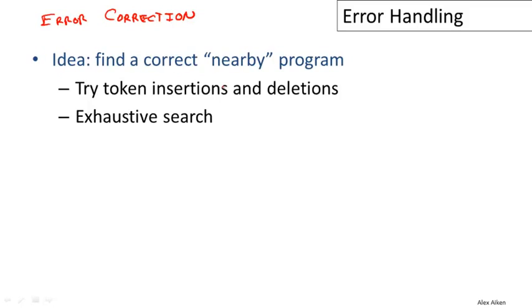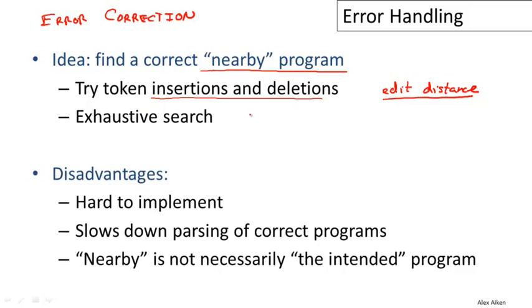And in these kinds of corrections, in some sense, we want to find programs that are nearby, programs that aren't too different from the programs that the programmer supplied but couldn't compile correctly. There are a few different things that you can do. Two of the things that people have tried are token insertions and deletions. Here you would like to minimize the edit distance. That would be the metric that you would use to determine whether a program was close to the original program that the programmer supplied. You could also do exhaustive search within some bounds to try all possible programs that are close to the program that was supplied.